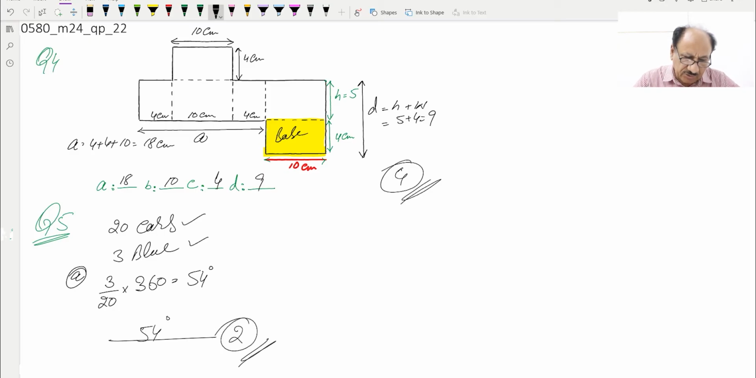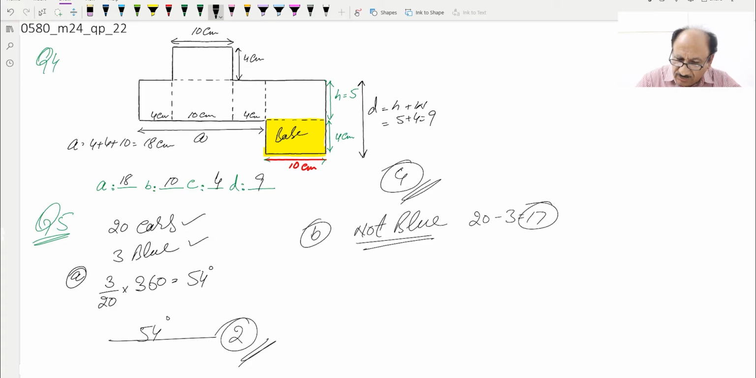Hopefully you understood this. Now for the B part of the same question, question number 5 says one of the 20 cars is picked at random. Find the probability that this car is not blue. So we are looking for not blue. We know that blue are 3 cars, so not blue will be the remaining ones, which are 20 minus 3, which is equal to 17.